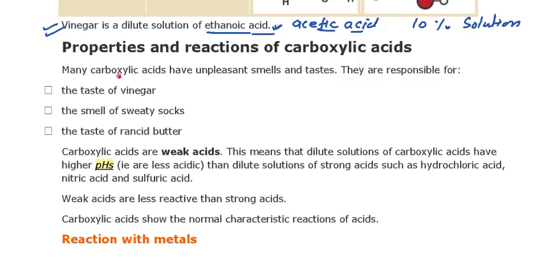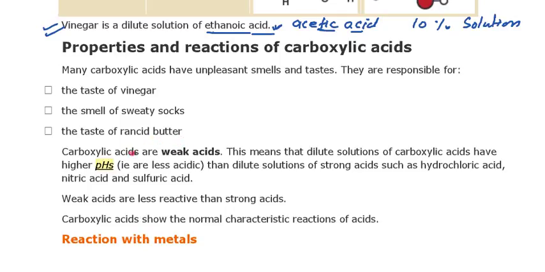Vinegar is just an example of the properties of carboxylic acids, because it is a diluted form of acetic acid. Approximately, you take 10 ml of this ethanoic acid and add 90 ml of water. It has a sour, slightly bitter taste, like vinegar.